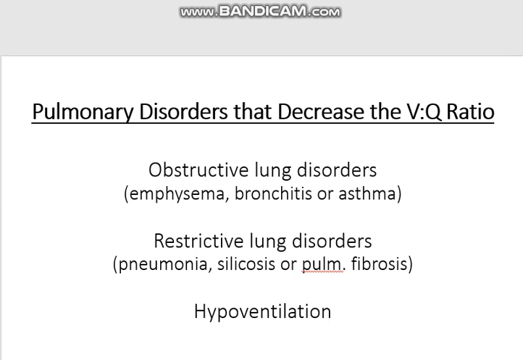Some pulmonary disorders that decrease the VQ ratio are obstructive lung disorders such as emphysema, bronchitis or asthma, restrictive lung disorders such as pneumonia, silicosis or pulmonary fibrosis, and also hypoventilation.